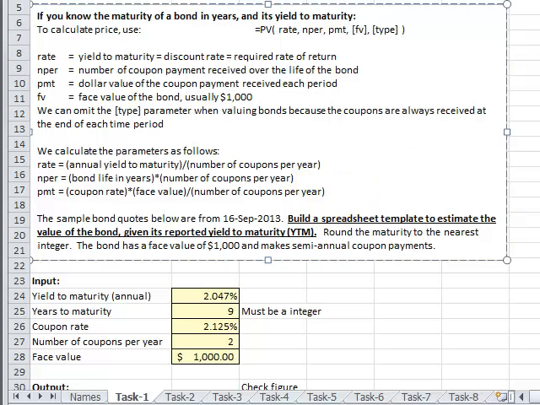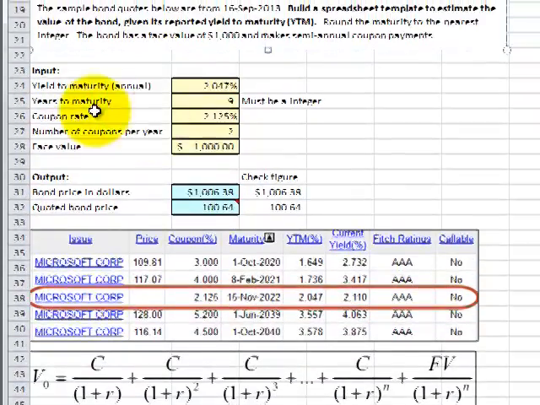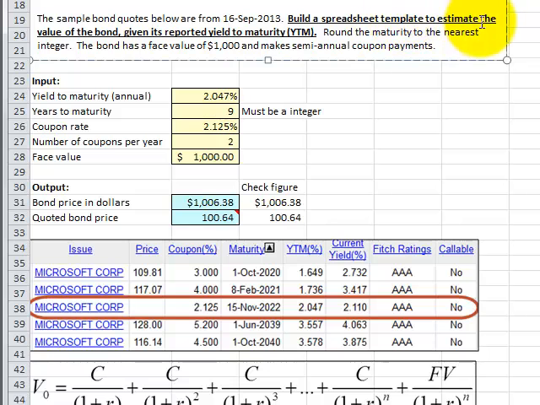We have a sample bond quote down below, and our task is to build a spreadsheet template to estimate the value of the bond given its reported yield to maturity. When building spreadsheets, it's a good idea to separate the inputs or assumptions from the outputs or calculations. We'll use the bond quote circled in red down here for our example.